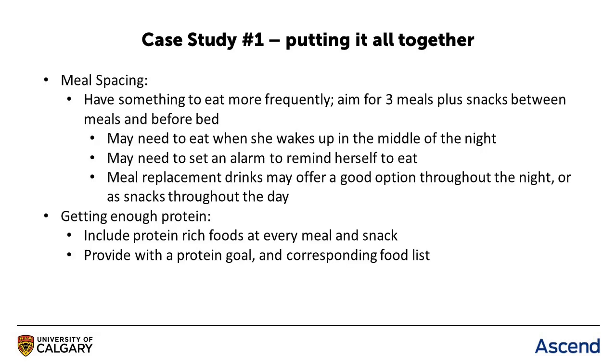With meal spacing, this is usually one thing I'll address first. I ask patients to have something to eat a little more frequently. Aim for 3 meals plus snacks between bed. With where she's currently at, is that an unachievable goal? Maybe, because she's really only taking 3 very small meals, more representative of snacks. She may need to eat when she wakes up in the middle of the night versus just sitting and watching TV. She may need to set an alarm to remind herself to eat, because she's just not feeling that appetite trigger. And meal replacement drinks may offer a good option throughout the night or as snacks.